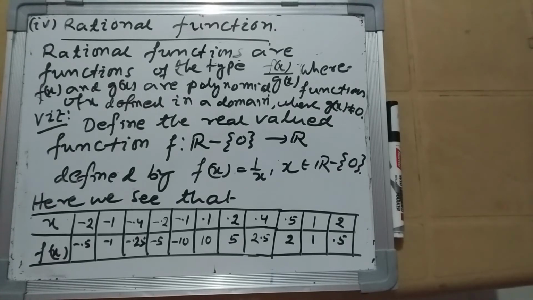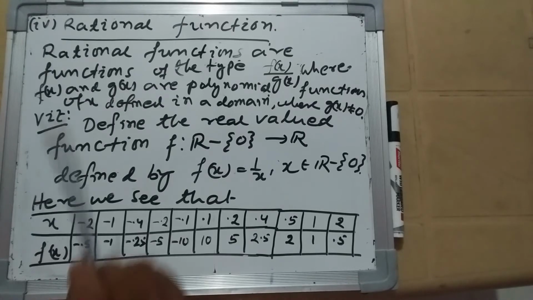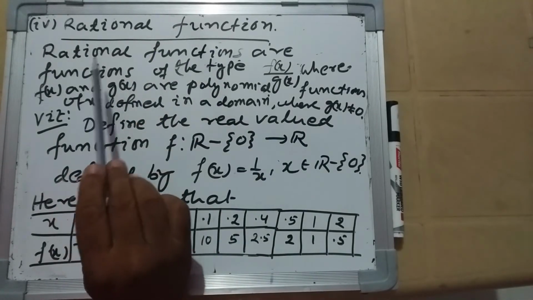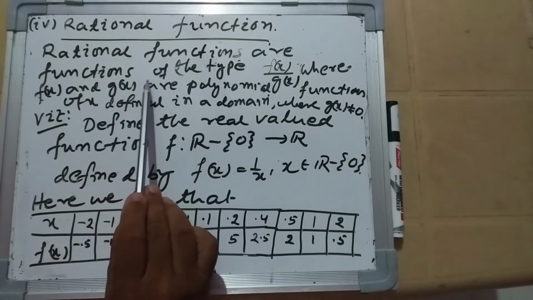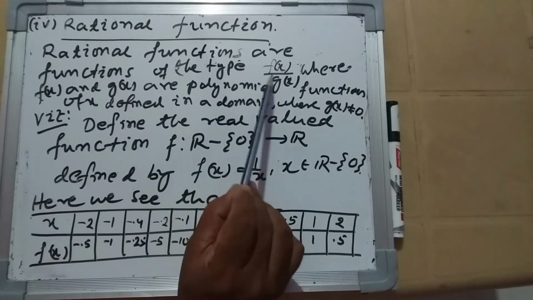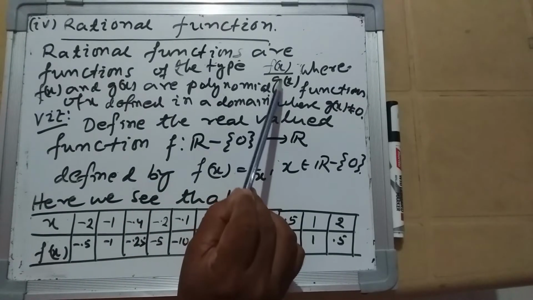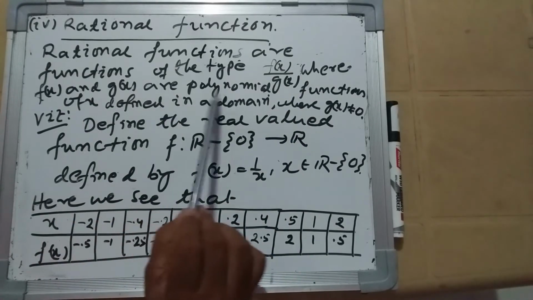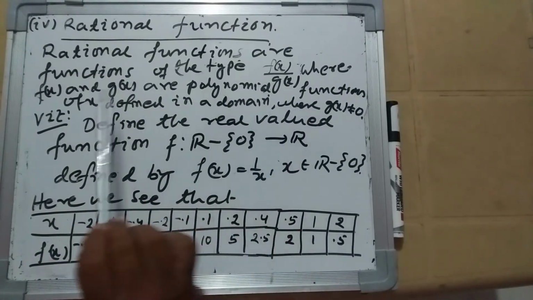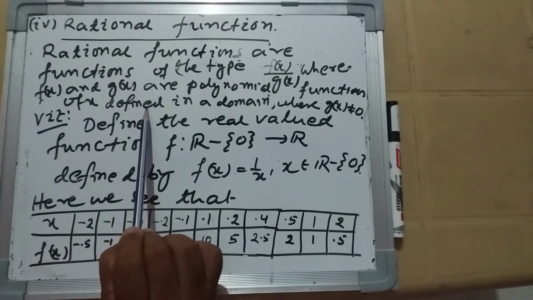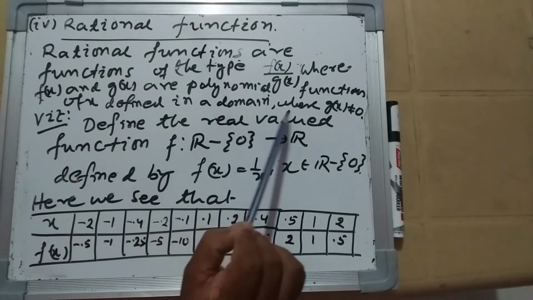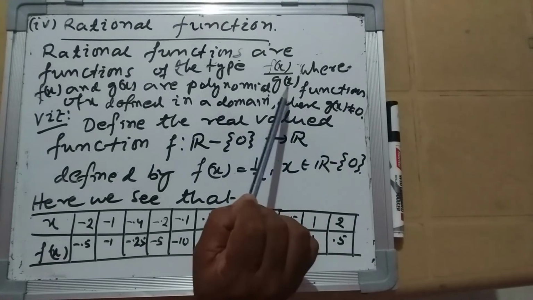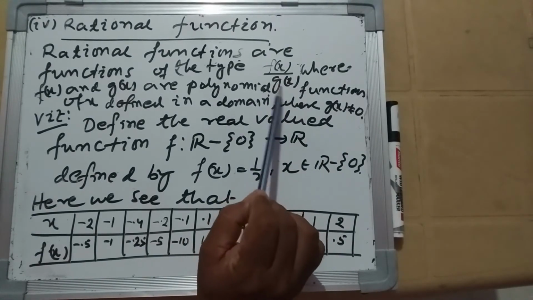Now come to the fourth function, that is the rational function. Rational functions are functions of the type f of x by g of x, where f of x and g of x are polynomial functions of x defined in a domain where g of x is not equal to 0. This g of x should not be 0.